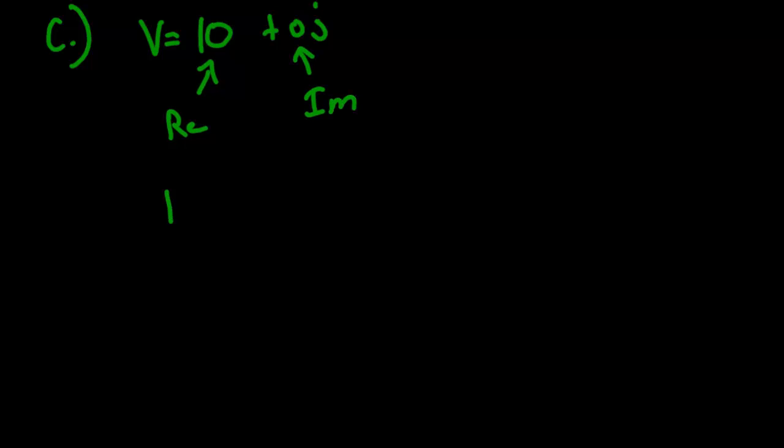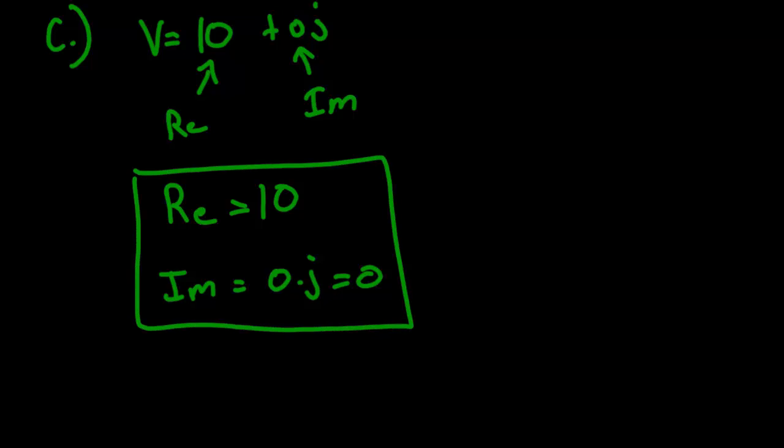Part C then asks for the real and imaginary parts. Well, we know what they are because we had it in rectangular form, right? The rectangular form of V was 10 plus 0j. So this is the real part, and this is the imaginary part. Real is equal to 10. Imaginary is equal to 0 times j, which equals 0. And I spent all this time on this, but now you get it. You get it now.